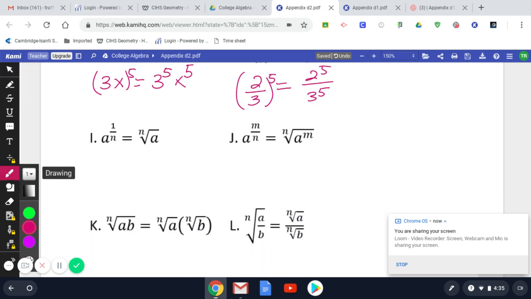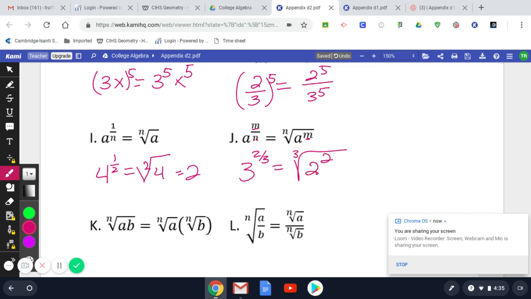And then the radicals with fractions. So when you have a to the 1 over n, that's the root. So for example, if I had 4 to the 1/2 power, then that's going to be equal to the square root of 4, or 2. And when you have a fraction, the top number is going to be the exponent you're raising the power to, and the bottom number goes to the root. So for example, if I had 3 to the 2/3, then that would be equal to the cube root of 3 squared.